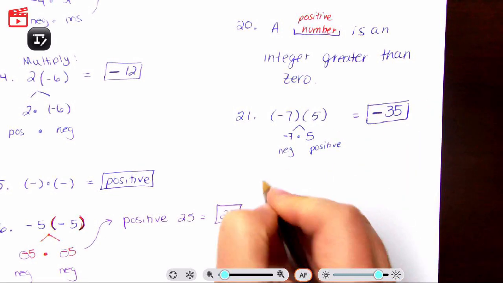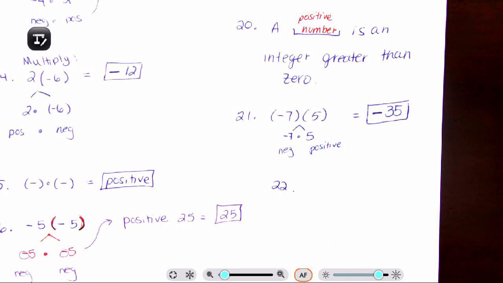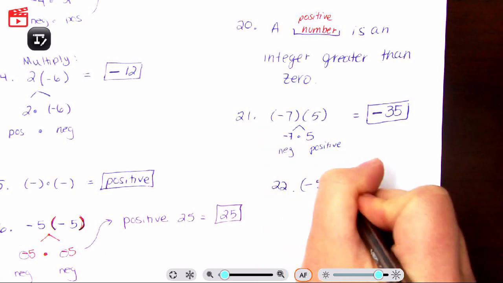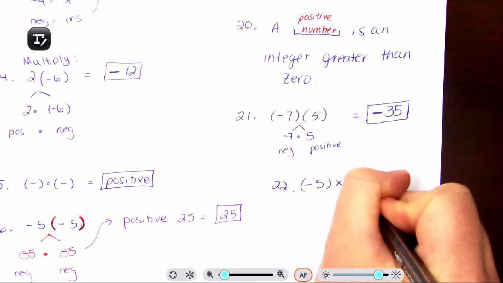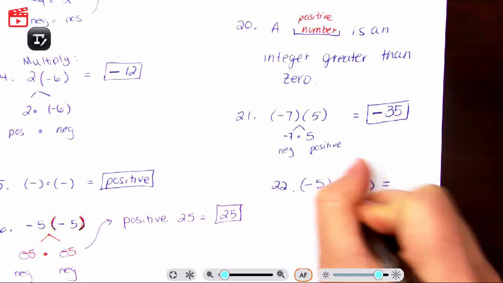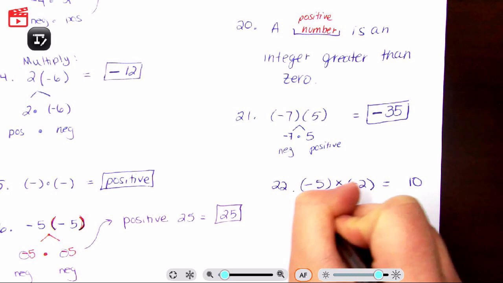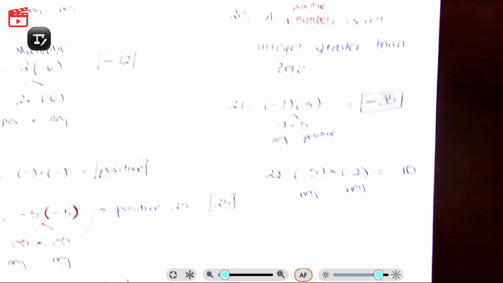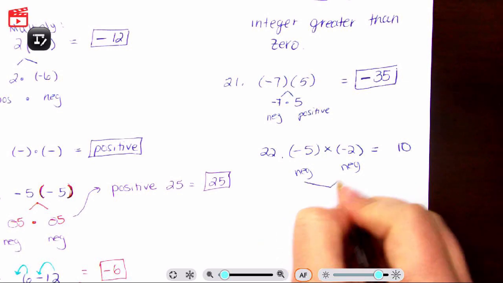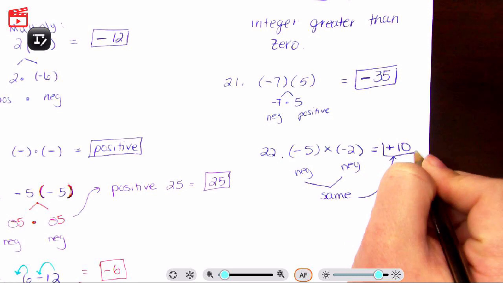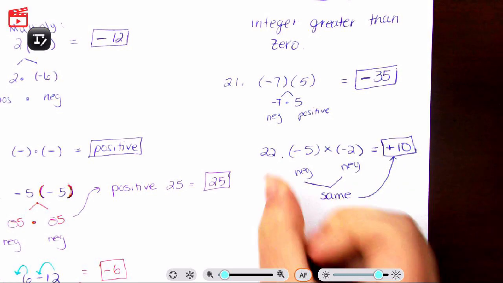Here's your answer. 22. Number 22 says multiply. I have negative 5. Now this one's using a different notation. It's actually using X to show you multiplication. This one here is negative 5 times negative 2. 5 times 2 is 10. A negative times a negative. I told you I wasn't going to do this anymore, but I can't resist. A negative times a negative. These are the same. And so that means your answer is going to be a positive number.